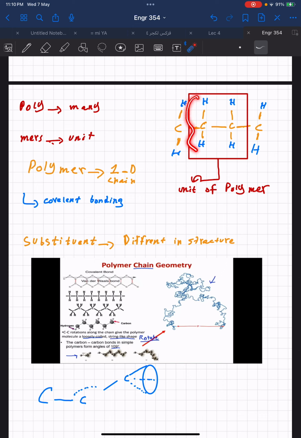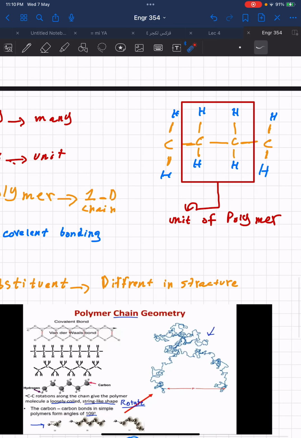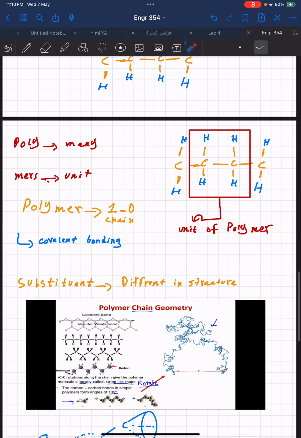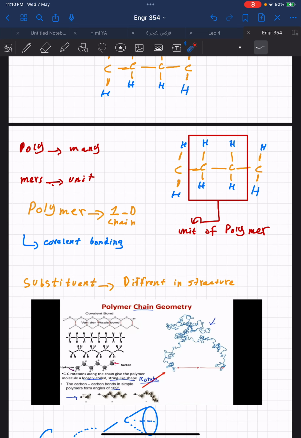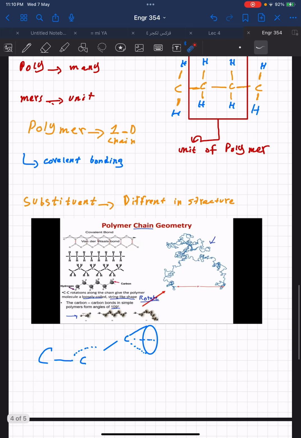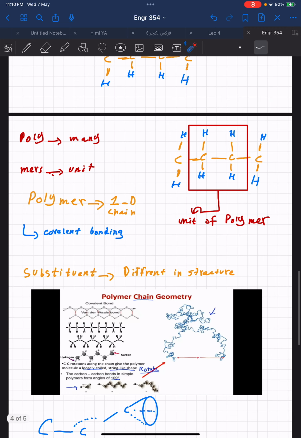Okay, see, this is a whole unit. We have also from here, from here, from here, and so on. Anyway, if we want to think about the properties of the polymer in general, we need to know the chains and the bonding. And here it's covalent bond, and the chain is 1D. And if we go back to the slides, the things that we studied in the first semester, we will know what are the properties of covalent and what are the properties of the 1D chain.